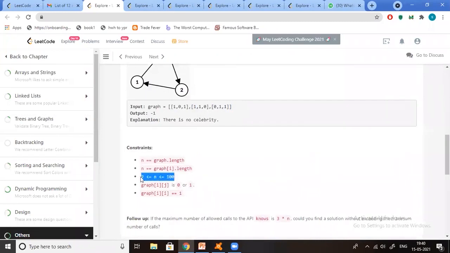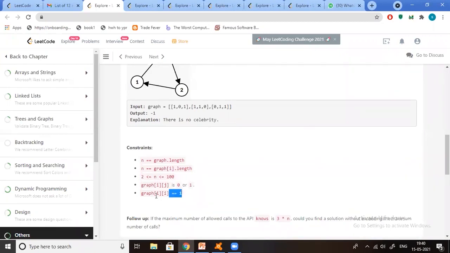How many folks are present in the party? So it's from 2 to 100. So maximum 100 are the folks here. So the graph value will be either 0 or 1. That means a folk either knows or does not know. Okay. And one thing, a person knows himself.